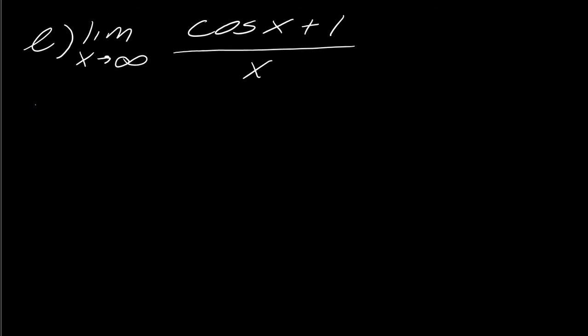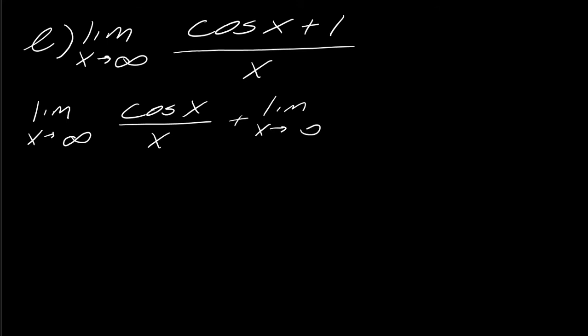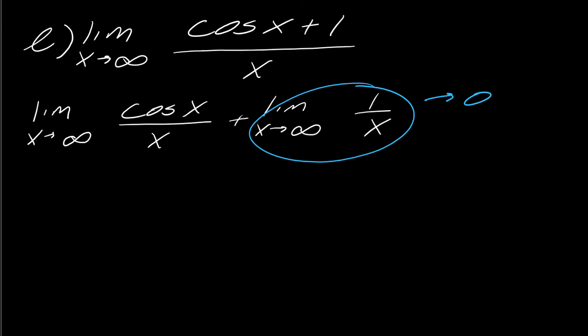So let's think about splitting this into two pieces, because that's something we can do with limits. I'm going to break this up into the limit of cosine of x over x, and then the limit as x approaches infinity of 1 over x. Now this limit here is simple. This is the most basic infinite limit. So this one I already know goes to 0. So really I've just got to figure out what is happening with this guy here.